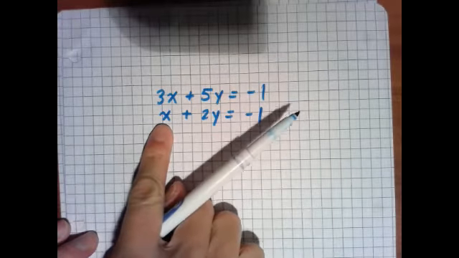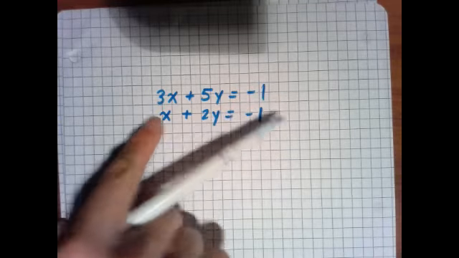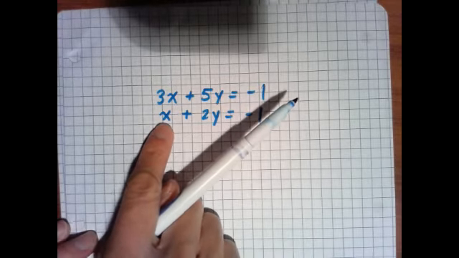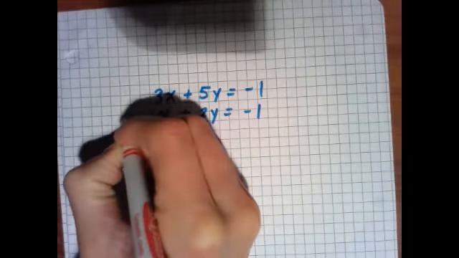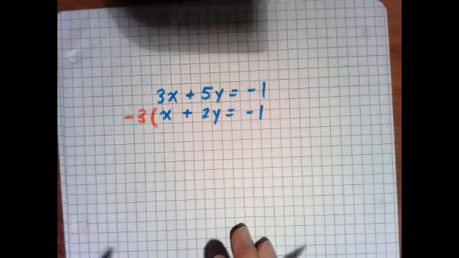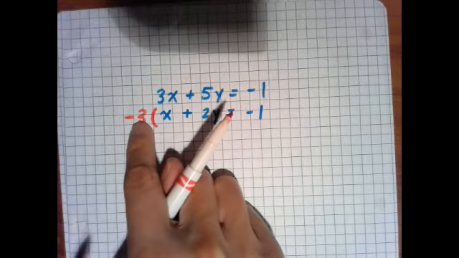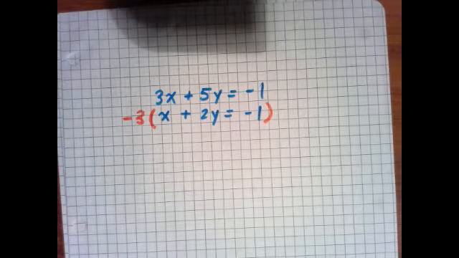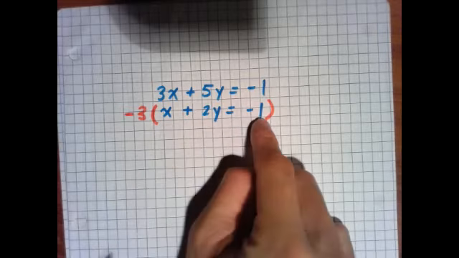If instead of this being 1x, this was negative 3x and we add everything together, the x's would go away. So we're going to change this x into negative 3x. And the way that I'm going to do that is I'm going to multiply by negative 3 to get this to be negative 3x. And if I multiply this by negative 3, I'm going to have to multiply everything in the equation by negative 3. Right? To keep this balanced, to keep it true, I have to multiply everything in the left side and everything in the right side.